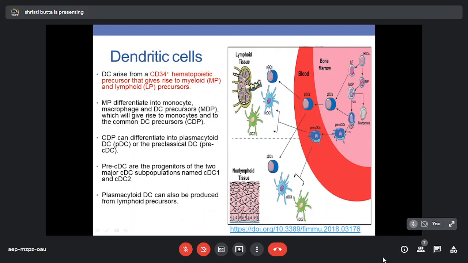Okay, just look at this diagram. It'll just give you a clue to the complexity within the dendritic cell.